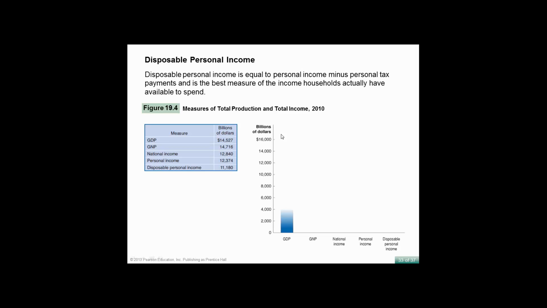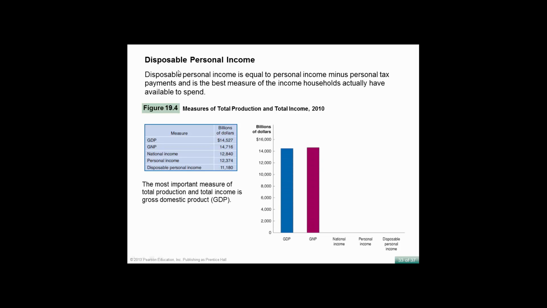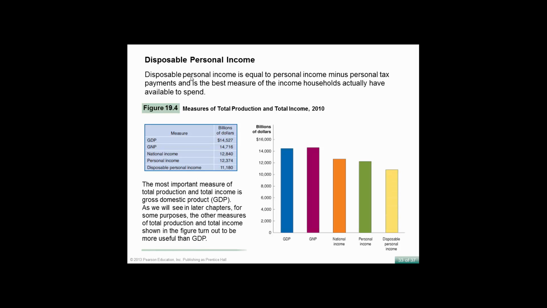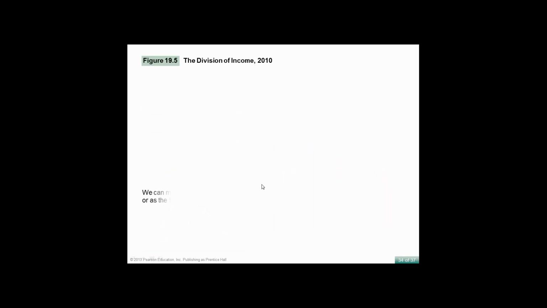Disposable income. This is a big conversation for people. Disposable income is equal to personal income minus personal tax payments and is the best measure of income that households actually have available to spend. Okay, so GDP was 14,527. GNP is 14,716. And then national income, personal income, and disposable income. So this is how much we actually had to spend personally.